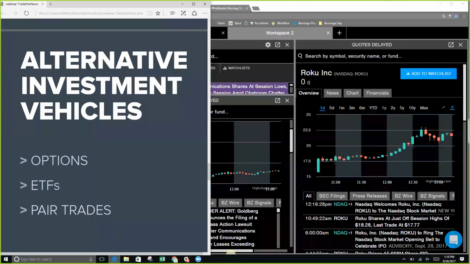There's also sector ETFs. So if on that earnings call there were no comments about Mexico, but there were overall bad comments about retail.